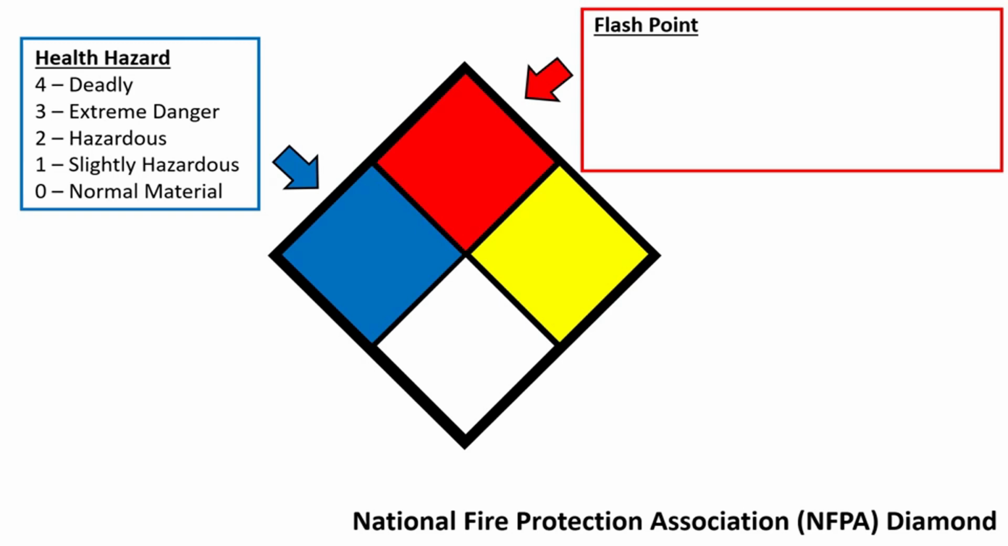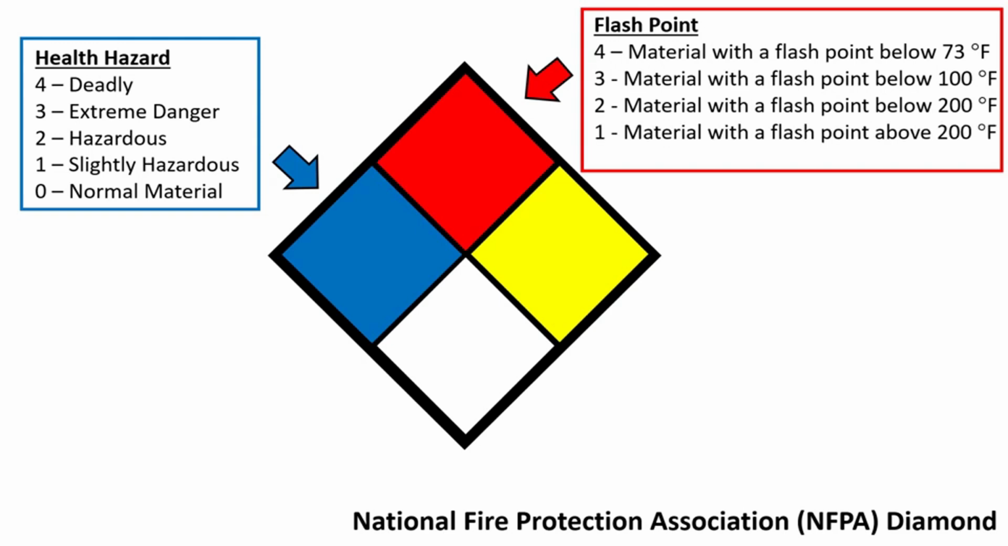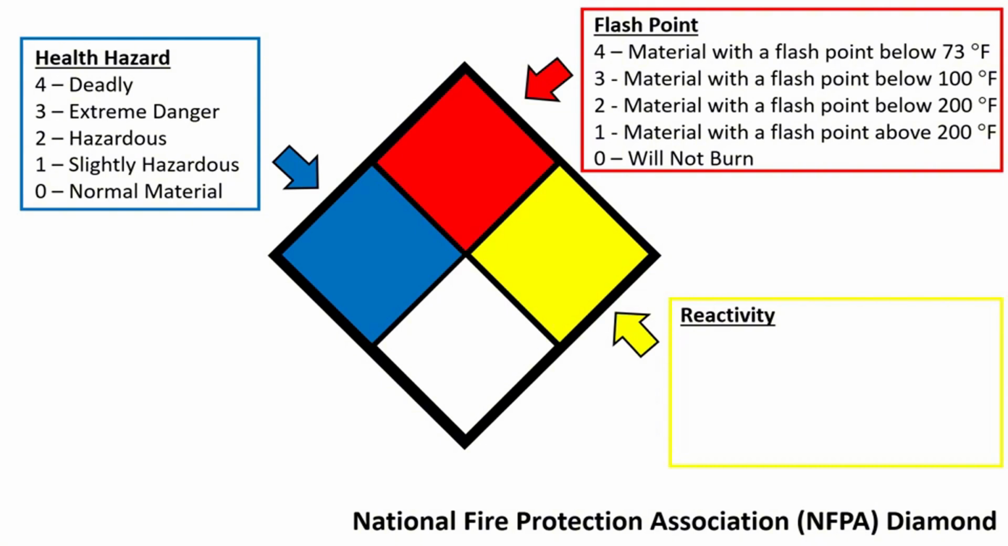The red quadrant has to do with the flash point of the material. Again, this can have a numerical value between 0 and 4, with 4 indicating a material with a flash point below 73 degrees Fahrenheit, 3 being a material with a flash point below 100 degrees Fahrenheit, 2 being a material with a flash point below 200 degrees Fahrenheit, 1 being a material with a flash point above 200 degrees Fahrenheit, and 0 indicating a material that will not burn.